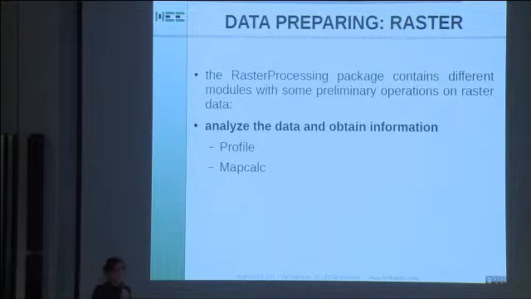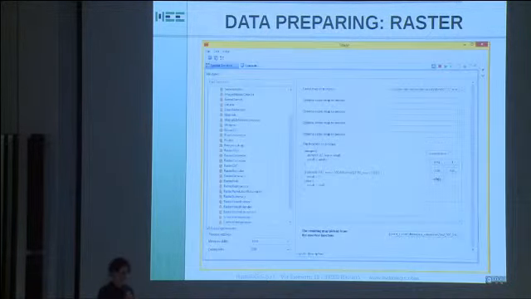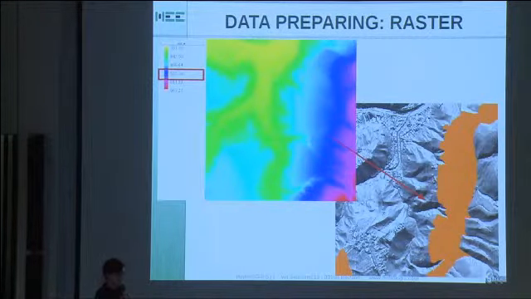Then there is one very useful tool that is almost the most used tool for raster calculation, the map calculation. It has its own syntax, very similar to the syntax of GRASS. And then you can do a lot of calculations. For example, in this case, I extracted only the pixels with height between two values, and I assigned them a constant value of 1.